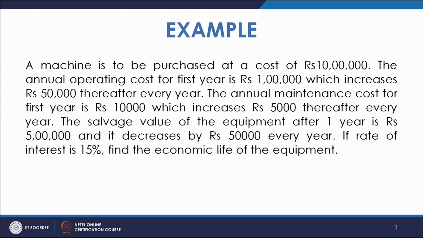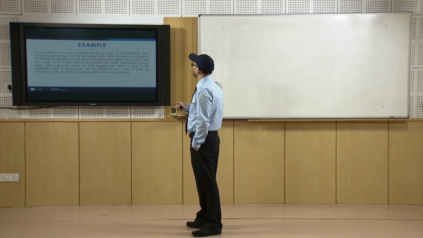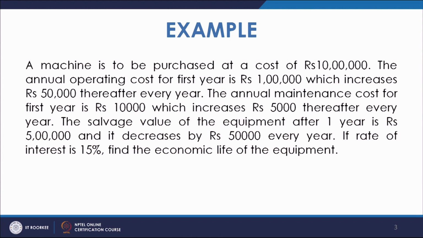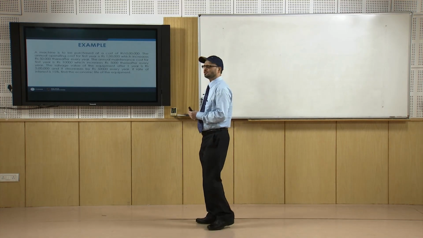The salvage value of the equipment after 1 year is rupees 5 lakh and it decreases by rupees 50,000 every year. As we discussed, if we dispose of the machine after 1 year the salvage value will be 5 lakh, but every year you use it, the salvage value will go on decreasing. At 15% interest, we have to find the economic life of the asset. So, we have to calculate the annual equivalent value.